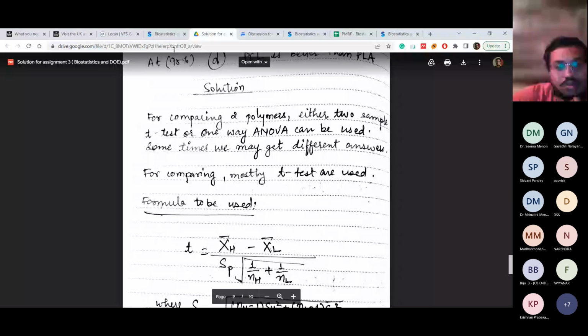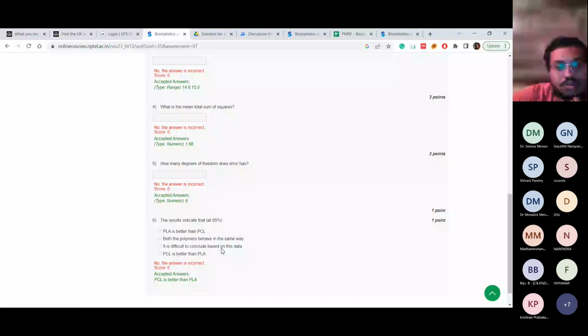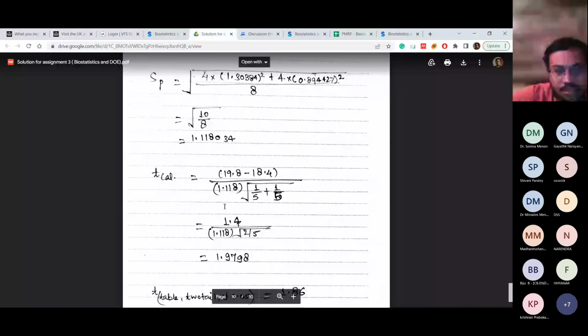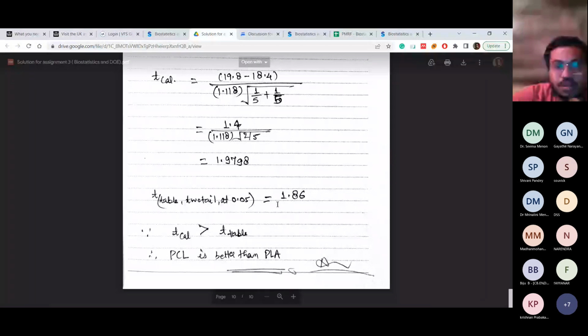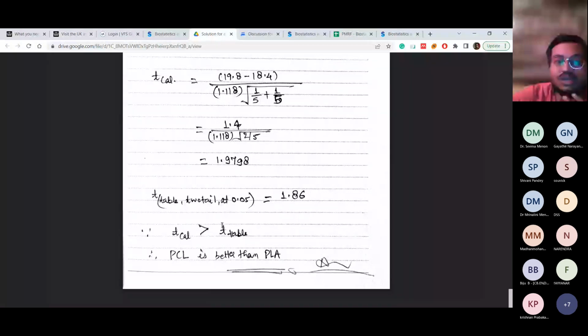In this case, the t value that you get is 1.97, right? Which should be greater than the t values for both the two-tailed test and the one-tailed test. For the two-tailed test, the t value will be 1.86. For one-tail, I think it will be 1.64 or something. So this t calculated will be greater than the t critical value in both the cases.